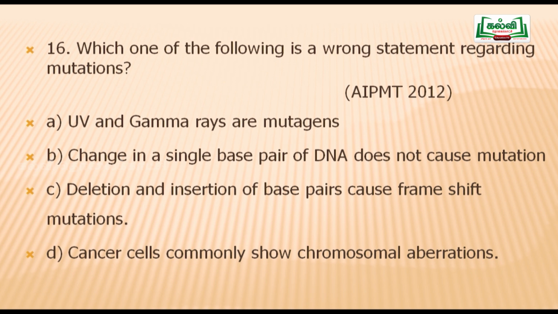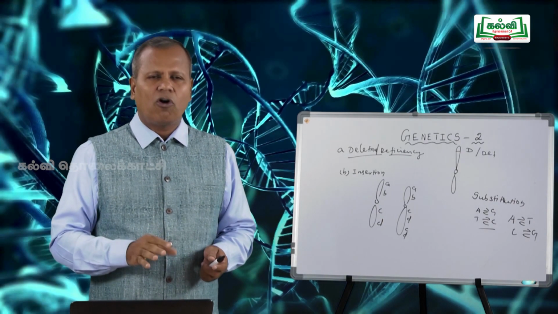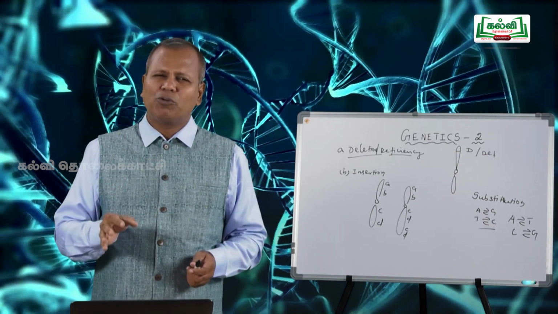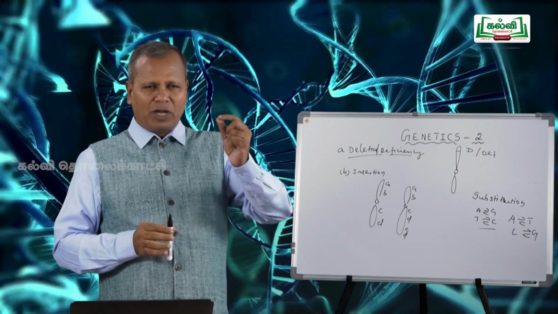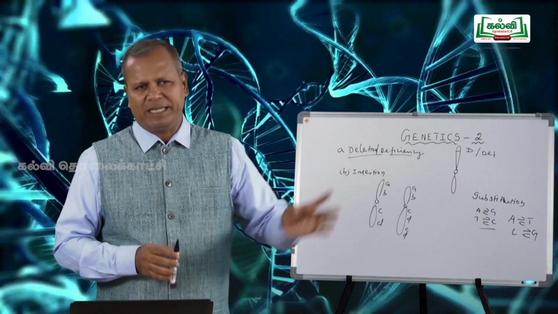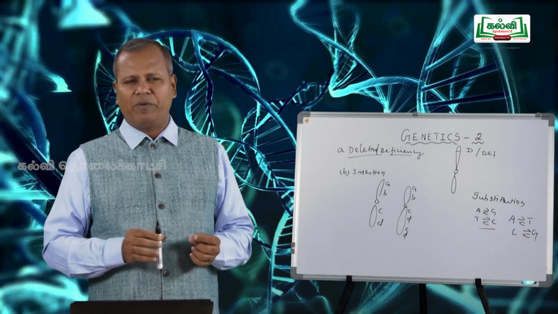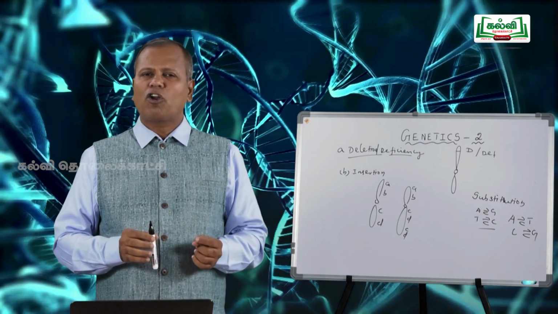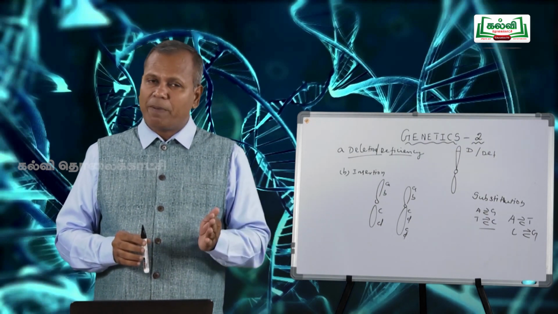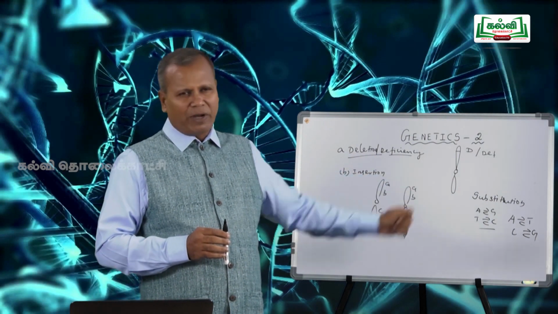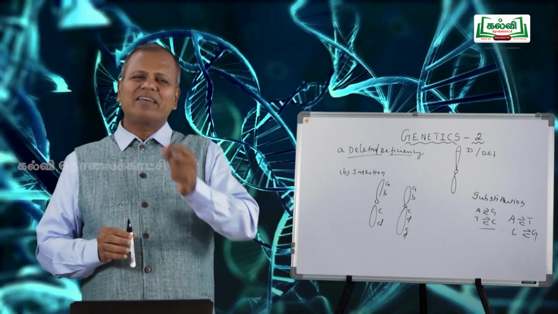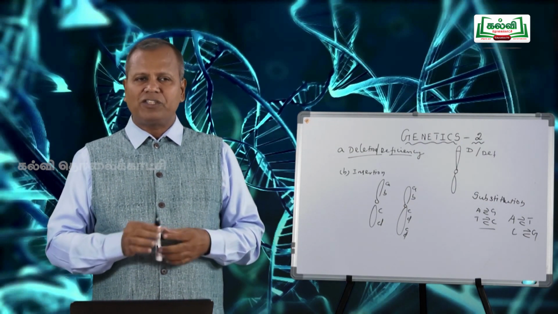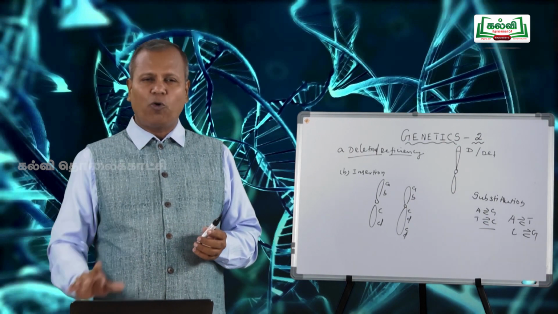Which one of the following is a wrong statement regarding mutation? Option A, UV and gamma rays are mutagens. Yes, mutagens means the substances, chemicals or rays used to induce mutation. So mutagens means mutation inducing substances. Ultraviolet rays as well as gamma rays cause mutation in plants as well as animals. Change in a single base pair of DNA does not cause mutation? No. Change in a single base pair also causes mutation. Option C, deletion and insertion of base pairs cause frame shift mutation. Option D, cancer cells commonly show chromosomal aberration.